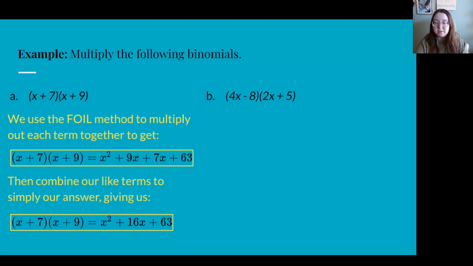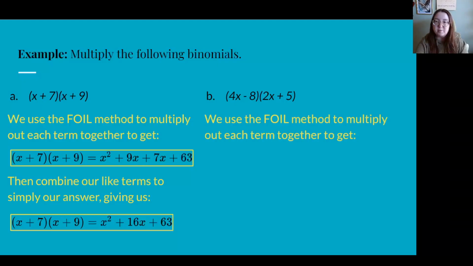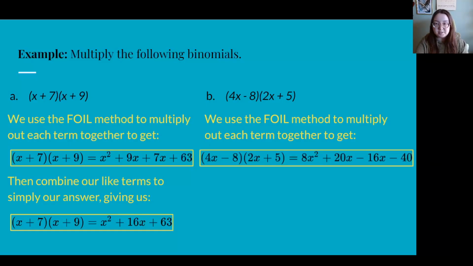Then for part B, we have 4x minus 8 times 2x plus 5. So we'll multiply those together. We use the FOIL method, just like before, to multiply each term. So starting with our first terms, we have 4x and 2x, so we multiply those together. 4x times 2x gives us 8x squared.